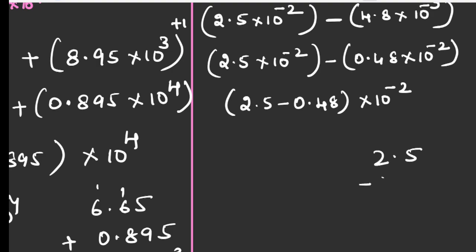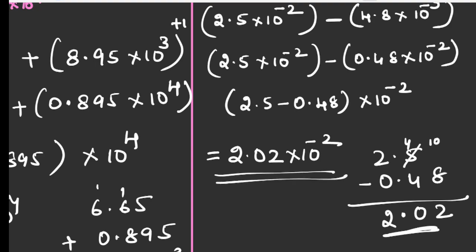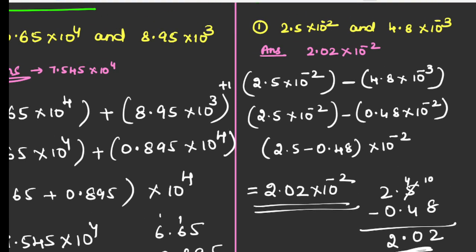2.5 minus 0.48. So here borrow 1 from here, it becomes 4 and here it is 10. So 10 minus 8 is 2. 4 minus 4 is 0. 2 minus 0 is 2. So 2.02. So this is equal to 2.02 into 10 to the power of minus 2. So this is the answer. So see, in the textbook the answer given is also the same, 2.02 into 10 to the power of minus 2. We are getting the same answer.